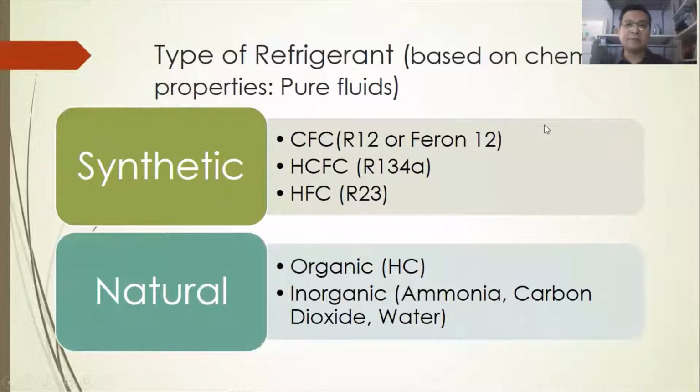Type of refrigerant based on chemical property: pure fluids, which we also divide into two types, synthetic and natural. What is synthetic? It includes CFC, HCFC, and HFC. And the natural ones include organic hydrocarbons, ammonia, carbon dioxide, and water.